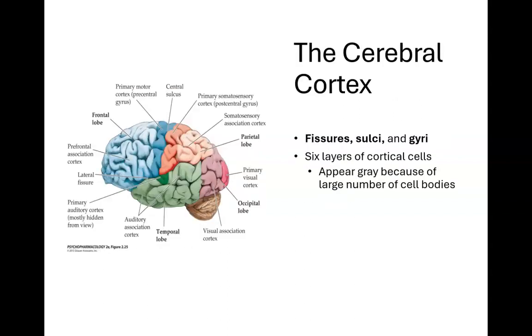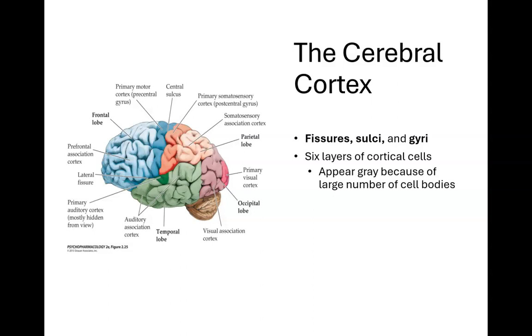Then finally, we have the cerebral cortex. The cerebral cortex is made up of gyri, which are raised portions of cortex, and deep grooves that are known as sulci. A deeper sulcus like this one, the lateral fissure, is called a fissure. So we're going to see a lot of fissures, sulci, and gyri. The cerebral cortex is made up of 6 layers of cortical cells, and as I mentioned, gray matter is on the outside, white matter is on the inside.